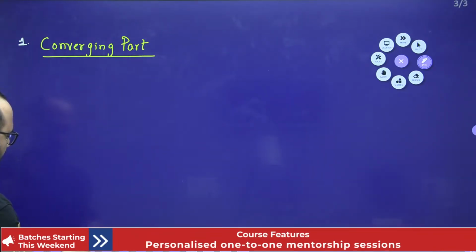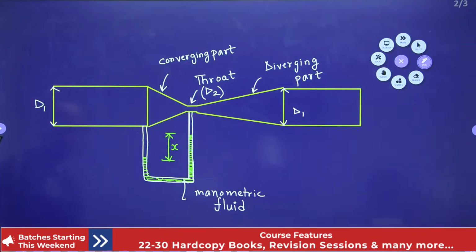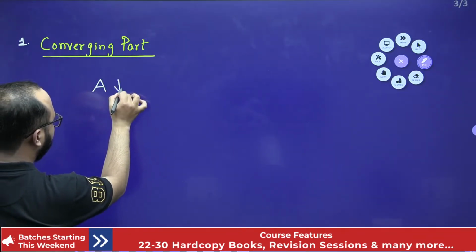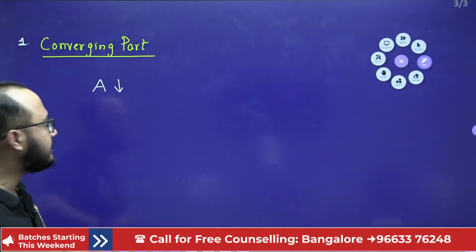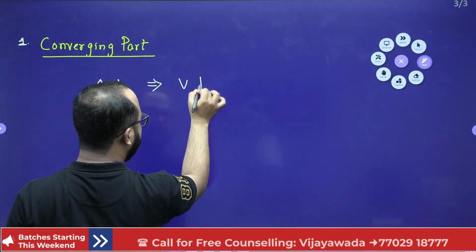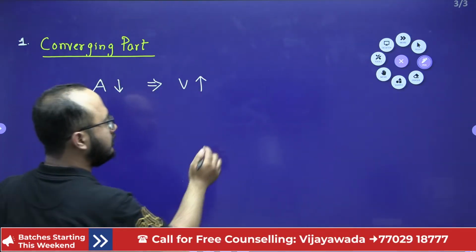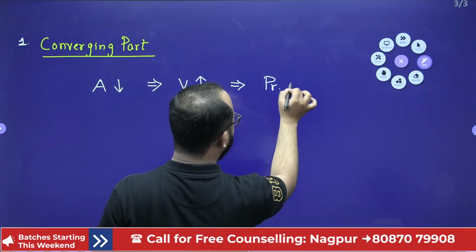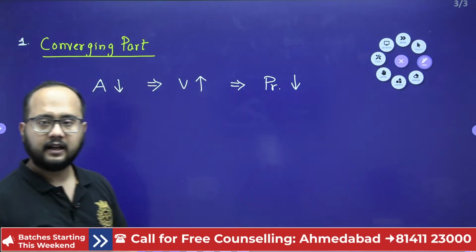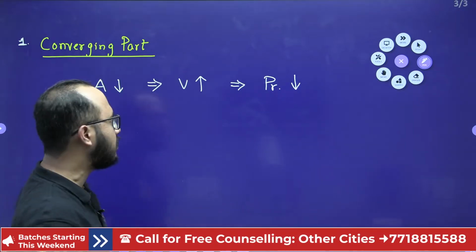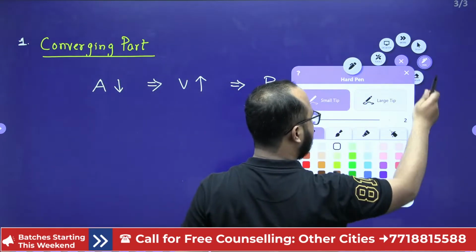Now in the converging part, please try to understand what is going to happen. The area is decreasing. As a result of the area decreasing, what is going to happen? The velocity increases. And what is the effect of the increase in velocity? The pressure decreases. I hope this point is clear. As the area decreases, the velocity increases, from the continuity equation.